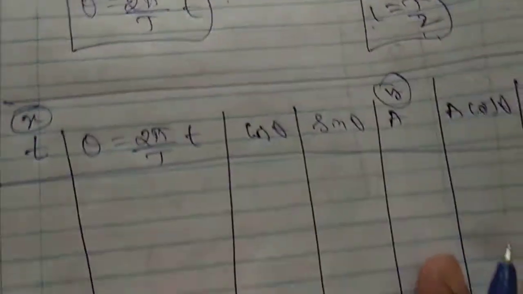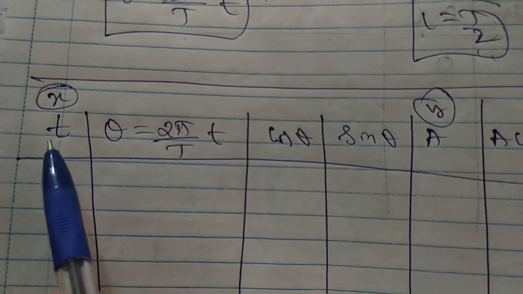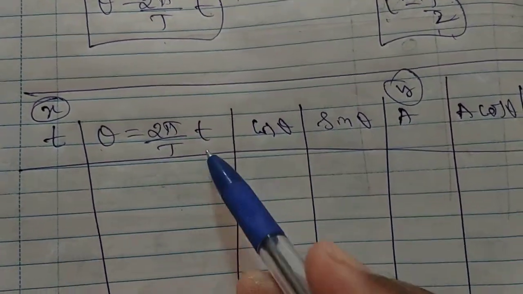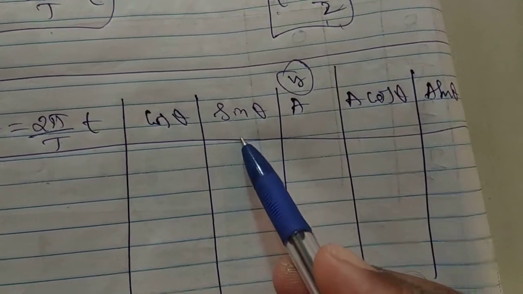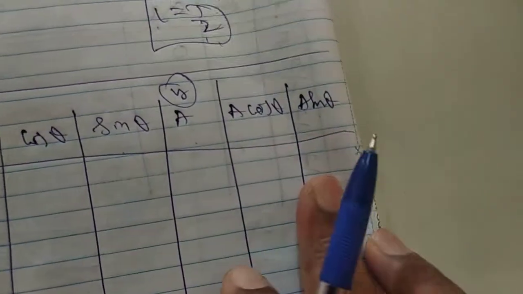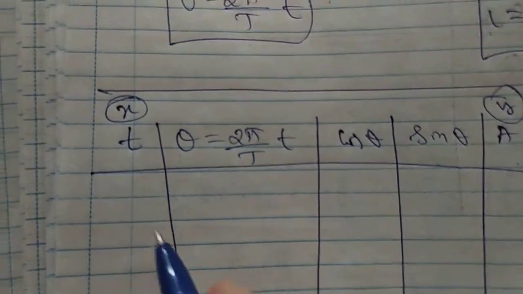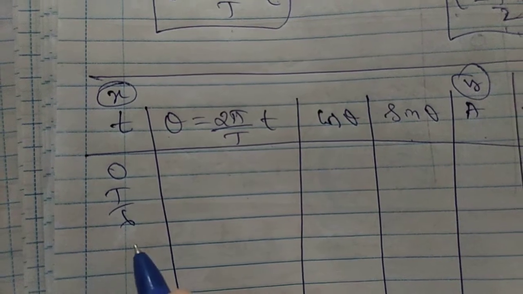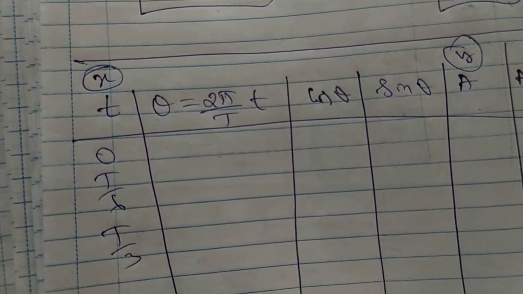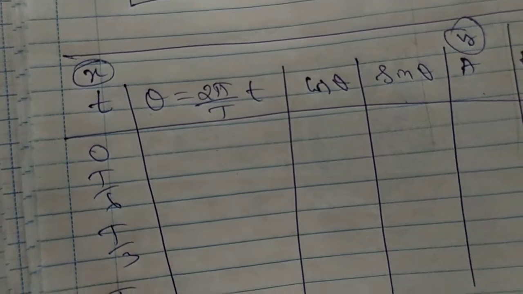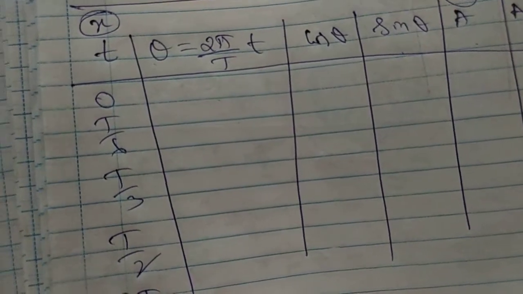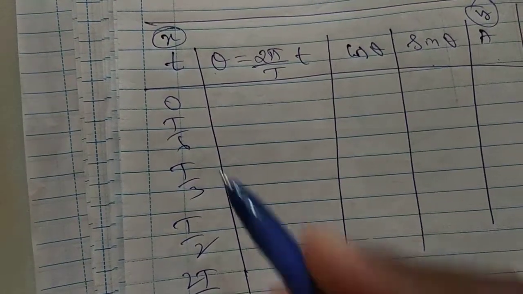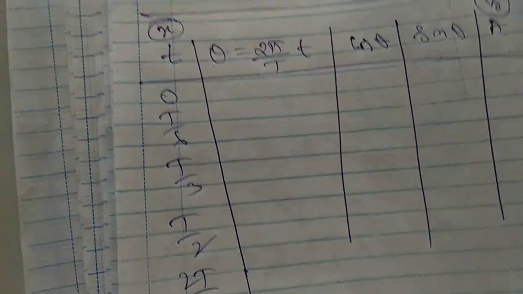So now you have to write the table. How to write the table? Columns: t, theta, where theta is 2 pi by T into t, then cos theta, sin theta, A cos theta, A sin theta. For t, already given: 0, T by 6, T by 3, T by 2, 2T by 3, 5T by 6. We are not writing T because the first one and last one will become the same, so that's why we are not writing it.